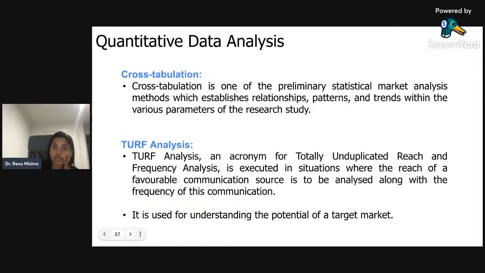Then cross tabulation is a statistical market analysis technique which helps to establish relationships, patterns, and trends within various parameters of research studies. Like, you have different variables, and you look at the relationships and patterns between those variables. TURF, also known as totally unduplicated reach and frequency analysis, is used when the reach of a favorable communication source is to be analyzed. It is not that commonly used. It is used to understand how large a target market's potential is. Like, if you want to launch something, what is the potential in that market.